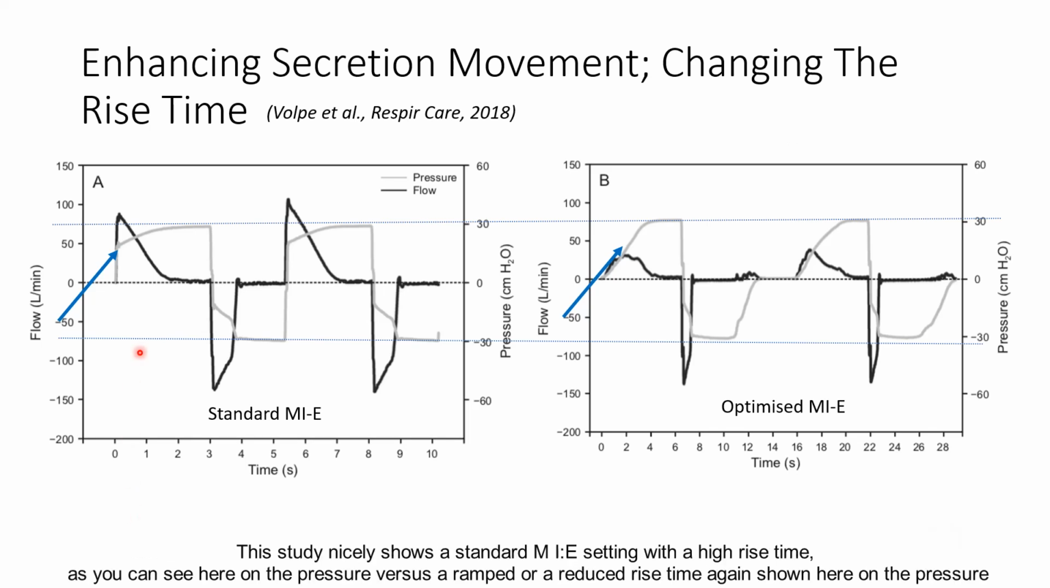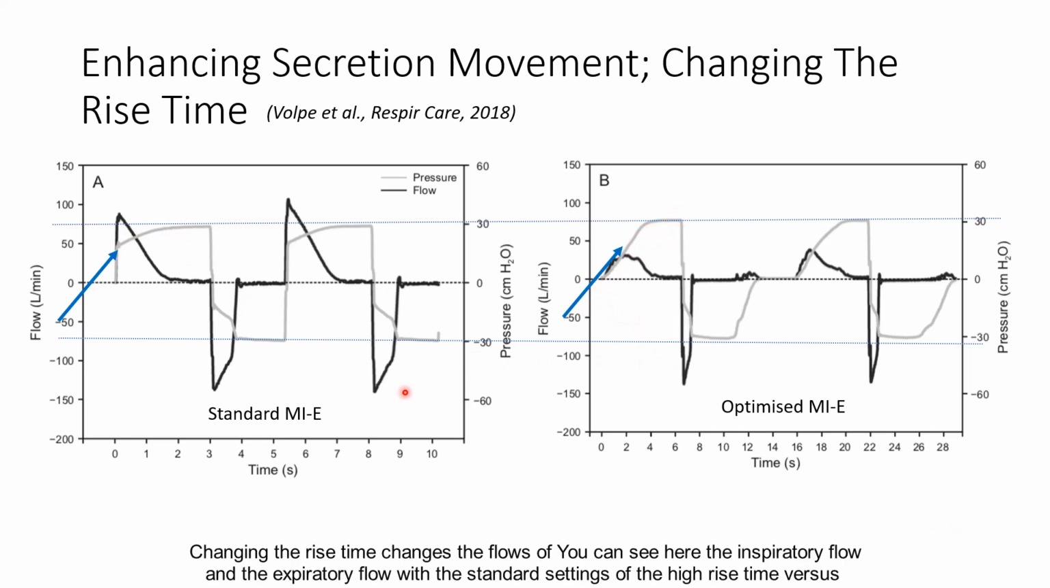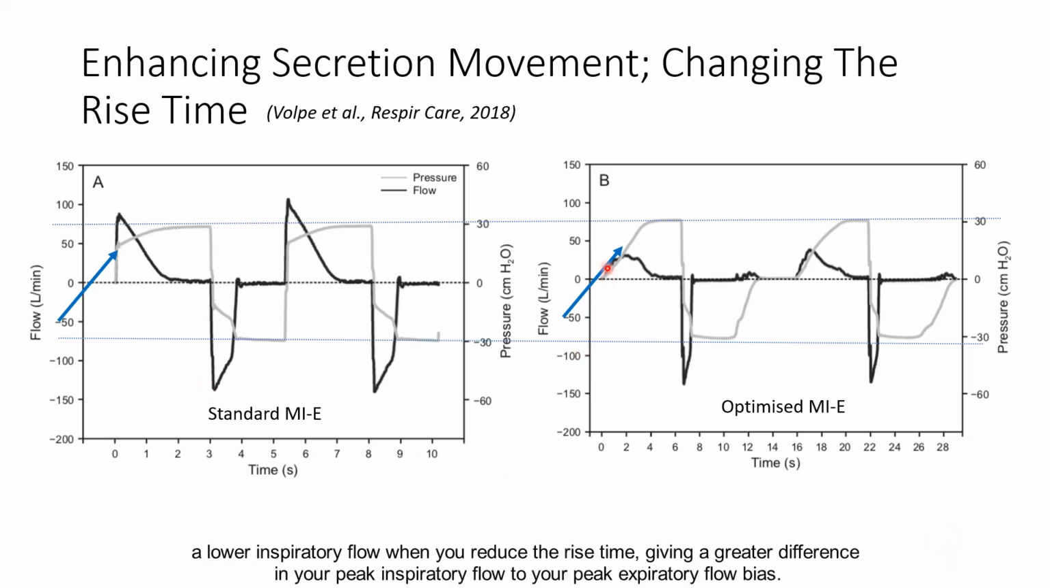This study nicely shows a standard MIE setting with a high rise time, as you can see here on the pressure, versus a ramped or a reduced rise time, again shown here on the pressure. Changing the rise time changes the flows. You can see here the inspiratory flow and the expiratory flow with the standard settings of the high rise time, versus a lower inspiratory flow when you reduce the rise time, giving a greater difference in your peak inspiratory flow to your peak expiratory flow bias.